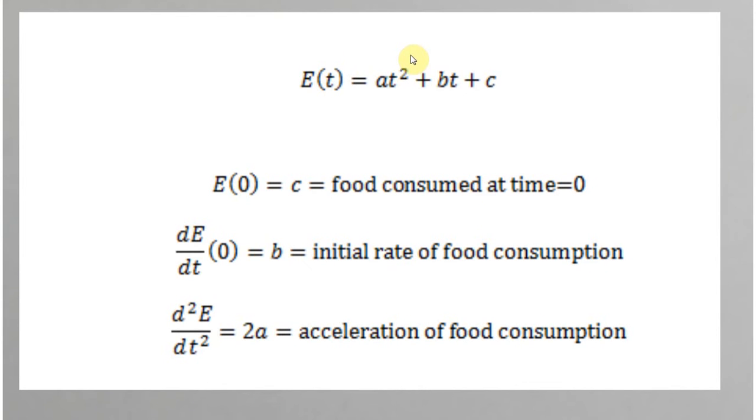So why would a quadratic not be a good idea to use? I'm going to give you some examples and reasons for that. First, this C in a parabola, if you don't remember parabolas, that's okay, I'm going to show you this pictorially in a second. But this C represents the initial amount of food consumed at time equals 0. Theoretically, that should be 0. This is what we call a fudge factor.